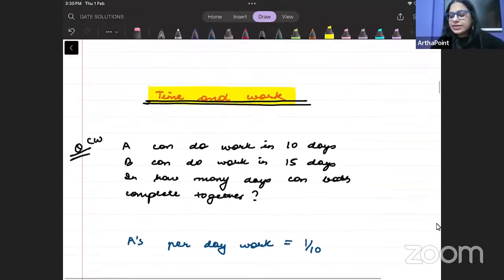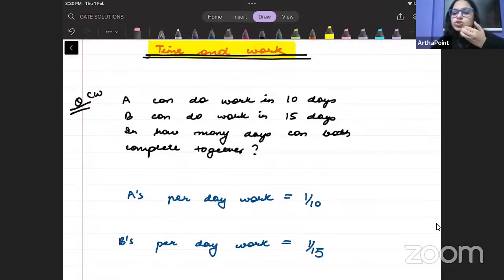Now let's do the second type of question. And those questions are related to time and work. Now, what happens in time and work kind of questions? In such kind of questions, you will be given that, suppose A takes this much time to complete a task. B takes this much time to complete a task. How can the task be completed if they do it together? In how many days they will be able to do it?